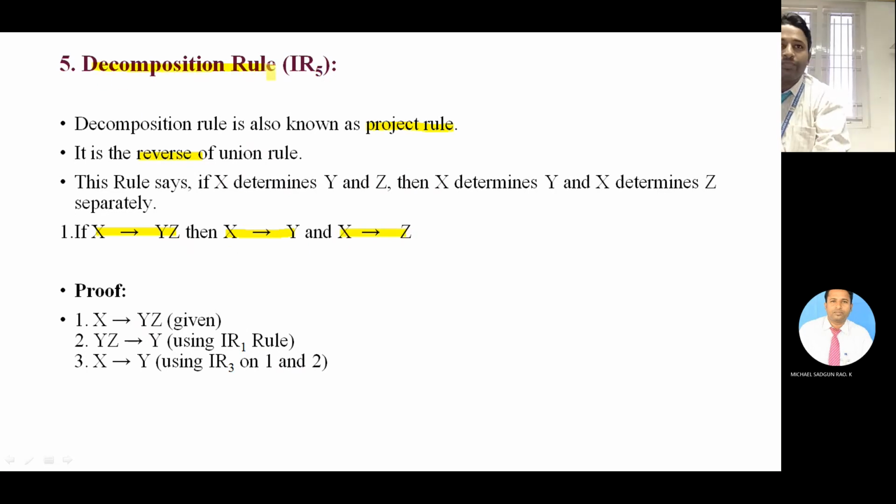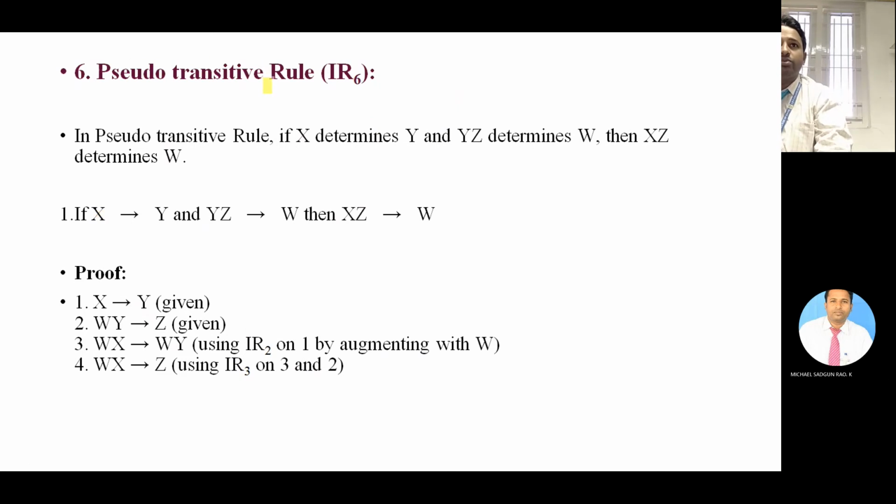That is the decomposition rule IR5, and then finally the pseudo transitive rule. So what it is: if X determines Y and YZ determines W, then X and Z determine this W. That is the pseudo transitive rule. Here it is also transitive, but there are little variations. So they call it pseudo transitive, IR6.